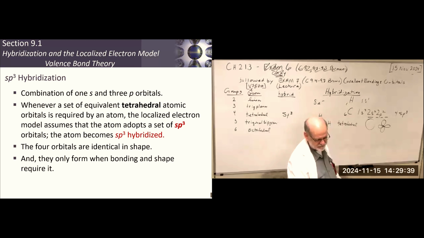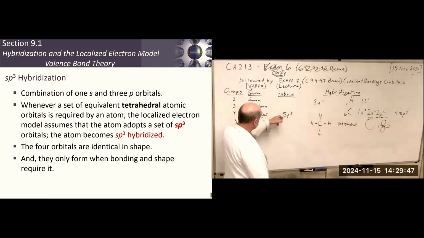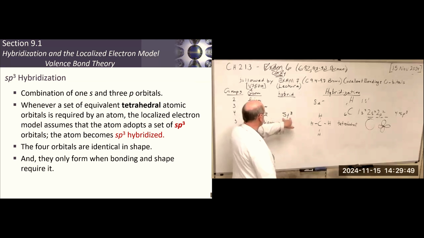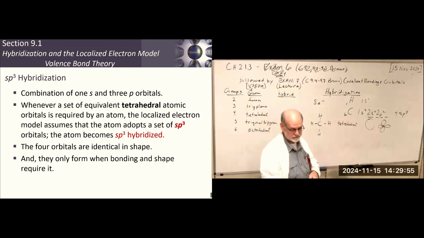Okay, so this sp3 hybridization always gives you a tetrahedral structure. That's the nice thing about it. When we modify this hybrid, you've got 4 orbitals here. That's like 4 groups, which gives you a tetrahedral electronic structure.